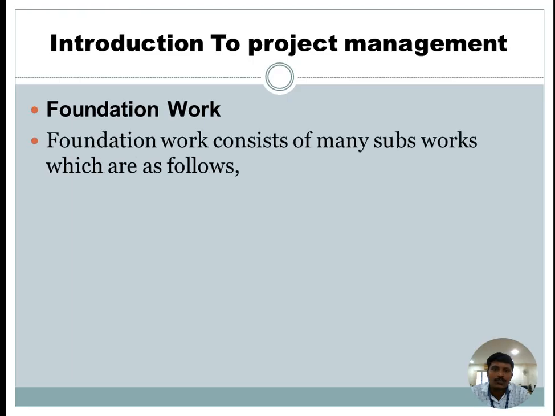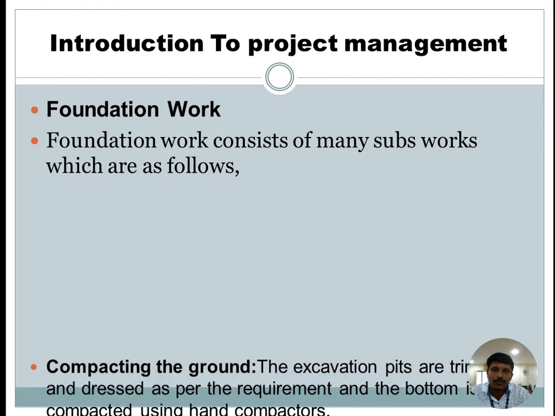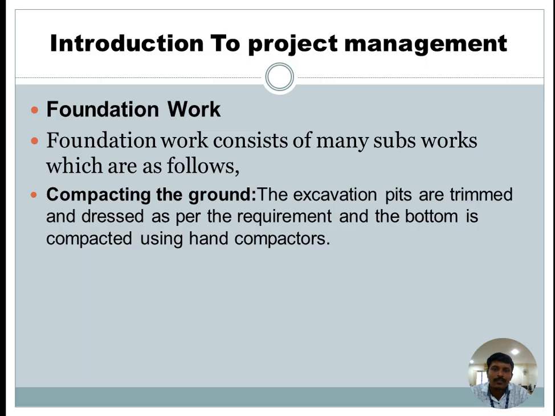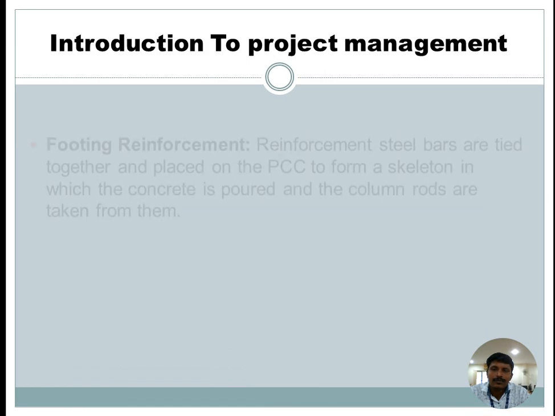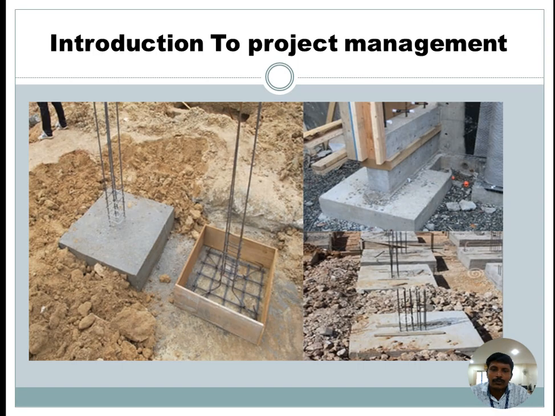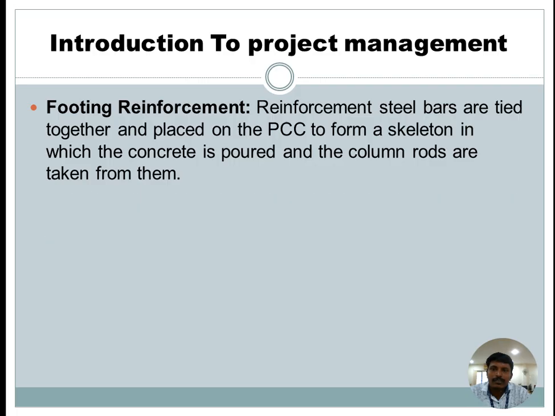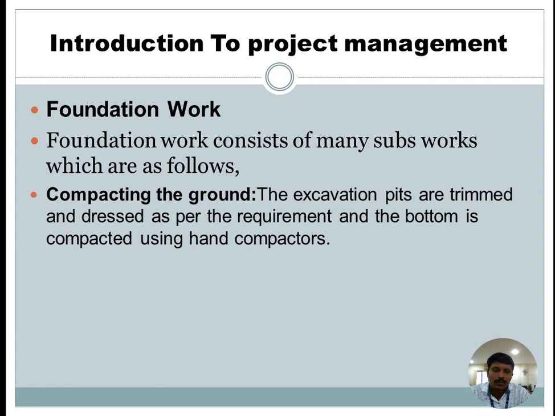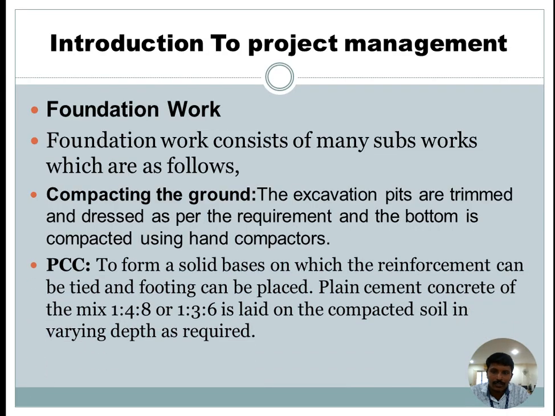The foundation work consists of many subworks, which are as follows: compacting the ground, then PCC, footing reinforcement, shuttering, footing concrete. First is compacting the ground. After excavation for the footing, some loose soil remains in the excavation pit. It is removed by compacting the ground. The excavation pits are trimmed and dressed as required, and the bottom is compacted using hand compactors or machinery suitable for the pit dimensions.